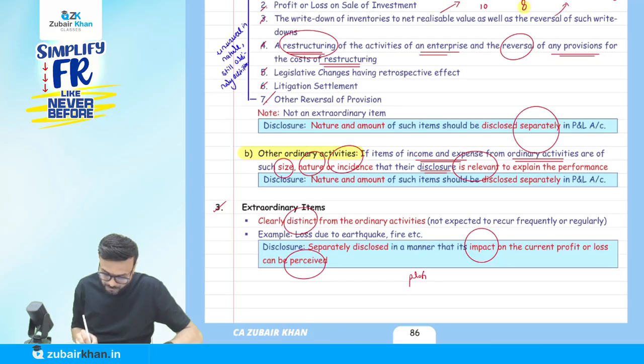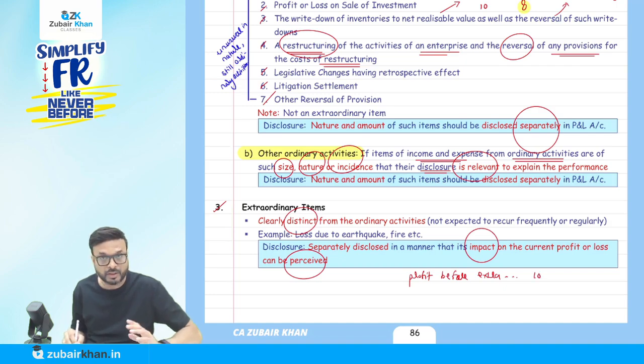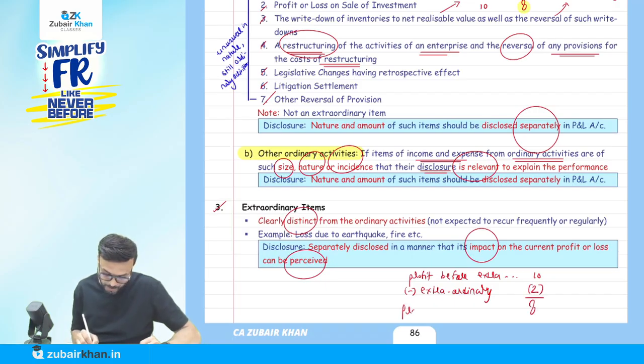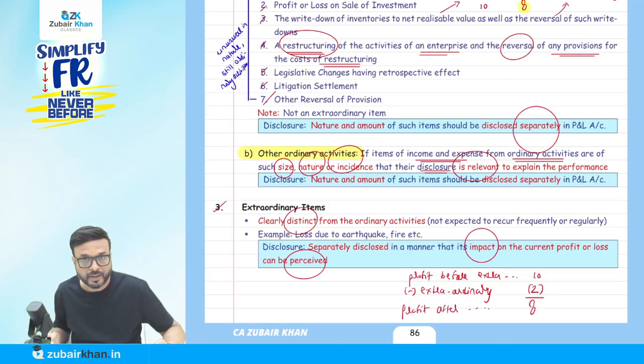Profit before extraordinary item. Suppose it is 10 lakh. Now suppose I say this is the extraordinary item, suppose this is 2. How much profit do I have after that? Profit after extraordinary item. Don't you think so?